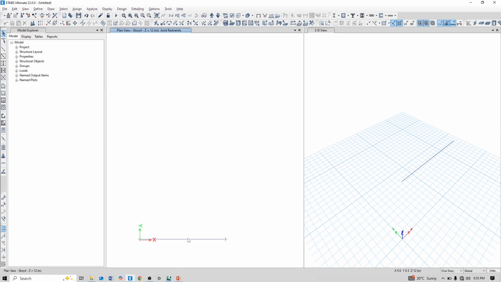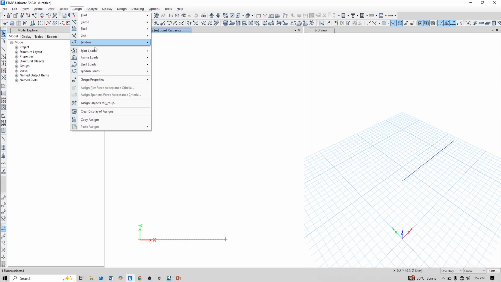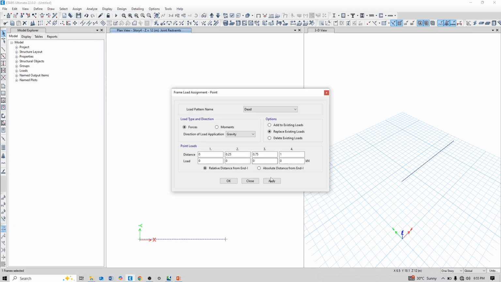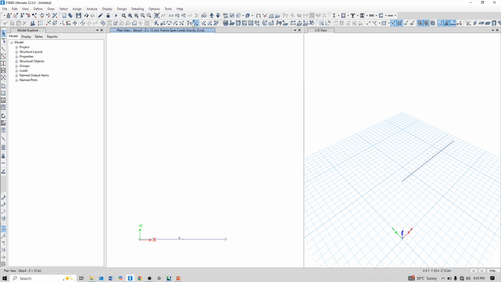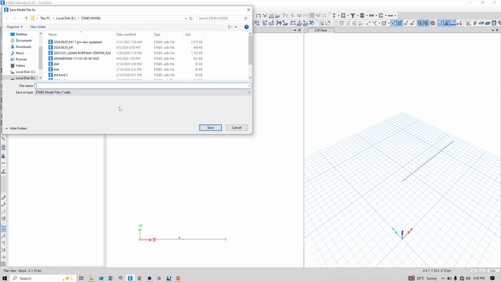So select beam, go to assign, go to frame loads. Our load is point load. Click here absolute distance. Our beam is 10 meter and at 5 meter the load is 5 kN. And here select live load. We need to check bending moment for live load calculation. So run this, save.